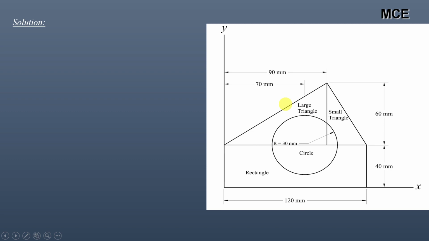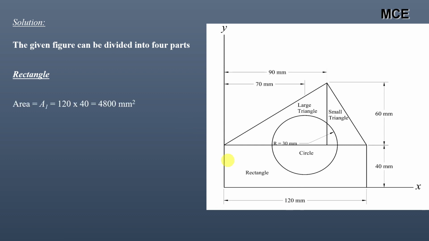I will find the centroid of each of these geometrical figures, and from that we will locate the total centroid of the composite shape. So to find the centroid of any composite shape, you have to divide that shape into possible geometrical figures, find the centroid of each geometrical figure, and then use the equation to find the centroid of the composite shape. So first we will find the centroid of this rectangle.